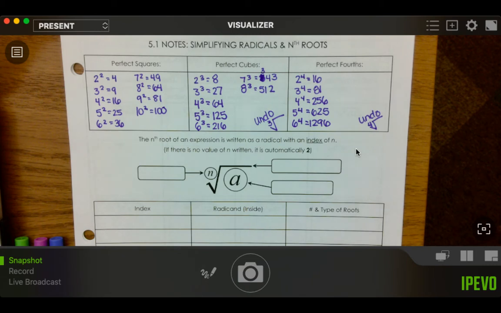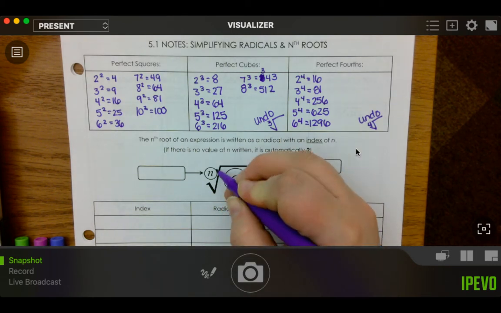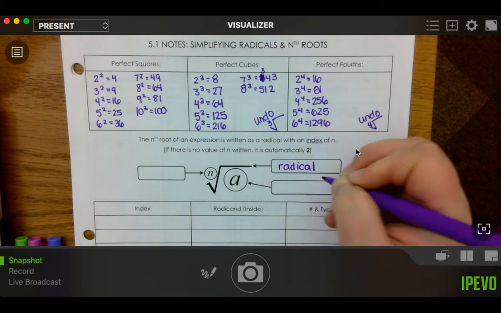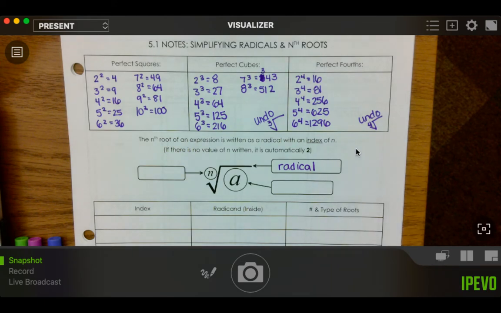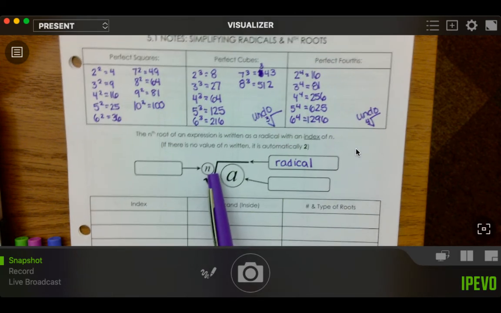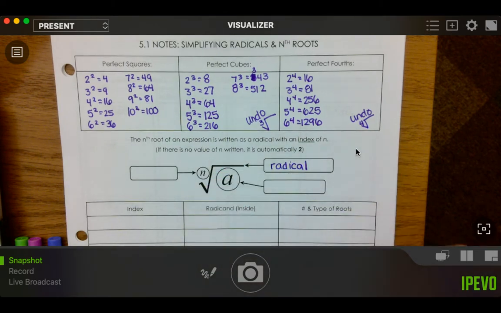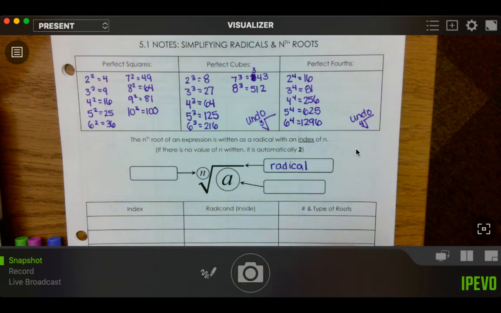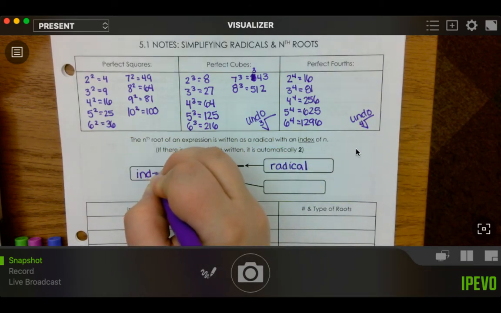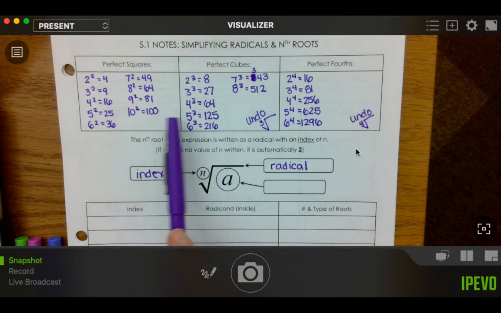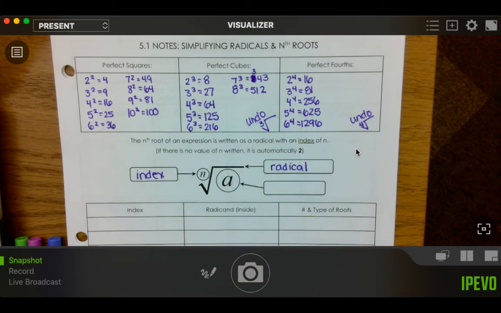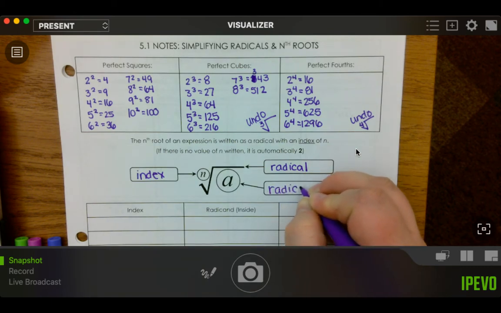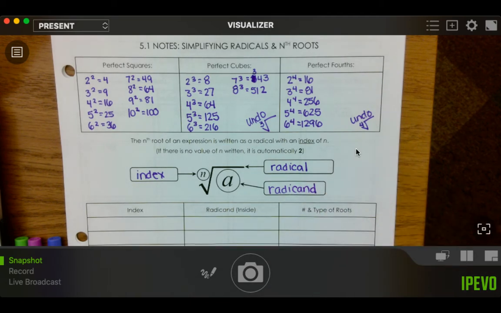Okay, so here is what a radical looks like. This weird symbol right here that kind of looks like a heartbeat, that is the radical itself. The word radical is referring to that symbol. The number in the little corner right here, notice how this isn't out front. It's almost like an exponent, but it's in this little V part of the radical sign. That is called the index, and it tells you which power you're trying to undo. And then the number inside is called the radicand. So the radical is the symbol and the radicand is the part on the inside.